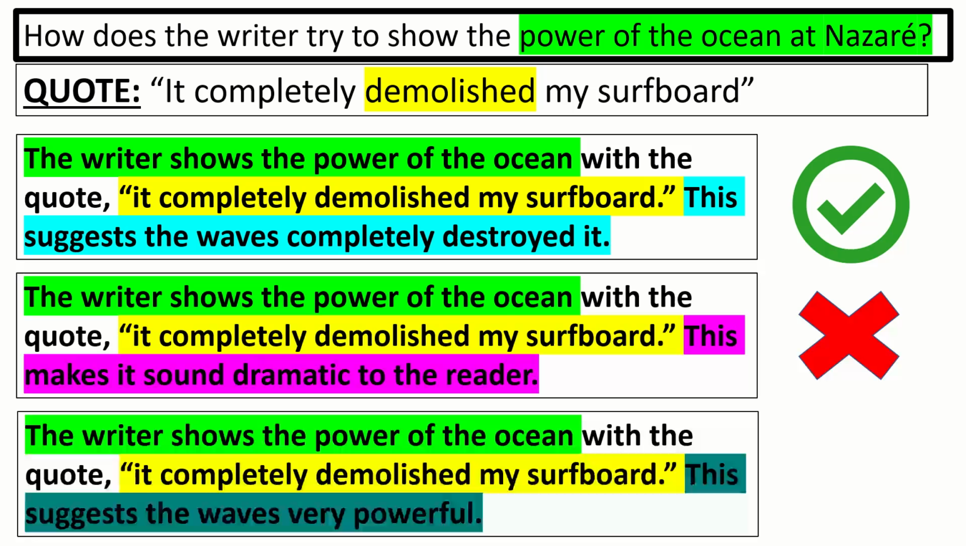Or another common thing to say for the students is, this suggests the waves are very powerful. Basically repeating what the topic of the question is. The topic is power of the ocean. Your explanation is, this shows the waves are powerful. That's not going to get you a mark. And always something like, this makes it exciting for the reader, or this makes the reader want to read on. You don't get anything for that. You get the mark for picking out that certain word.